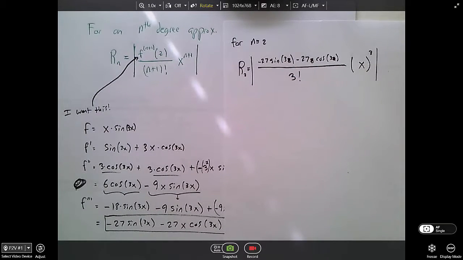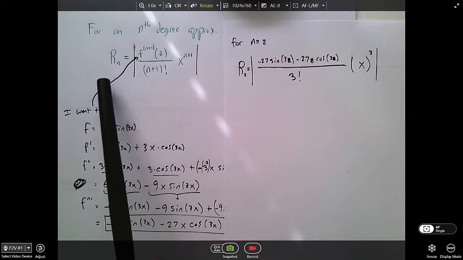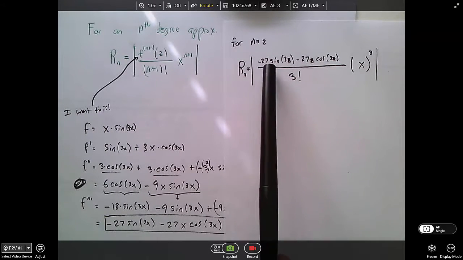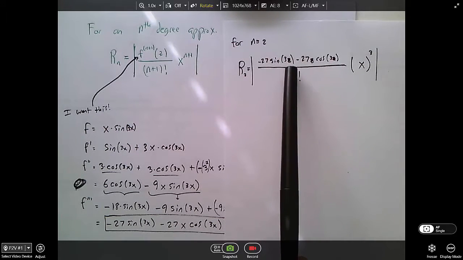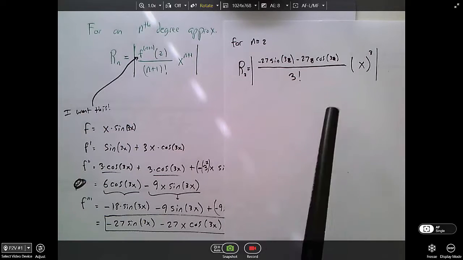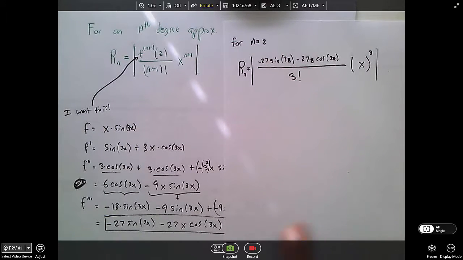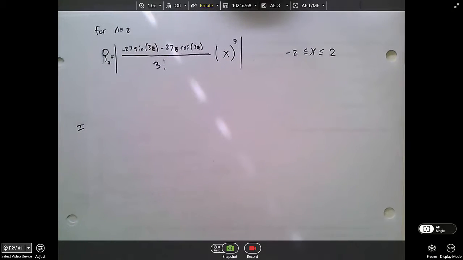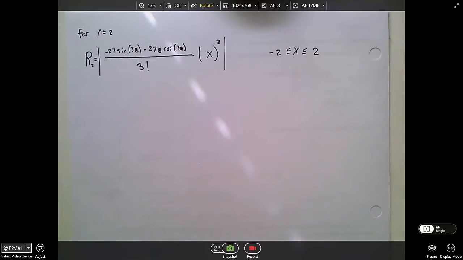All right, so using that third derivative now and plugging into this formula up here for the second degree approximation, which is the one that we're using, I've got this third derivative evaluated at z, all of those little smudges are z, divided by 3 factorial times x cubed. Remember, x is in the range from negative 2 to positive 2.